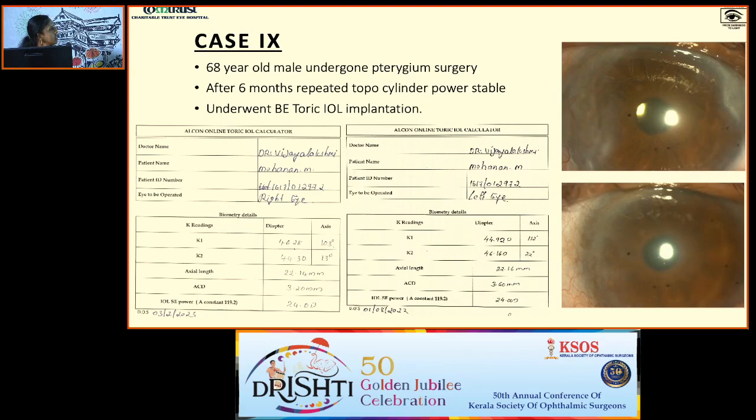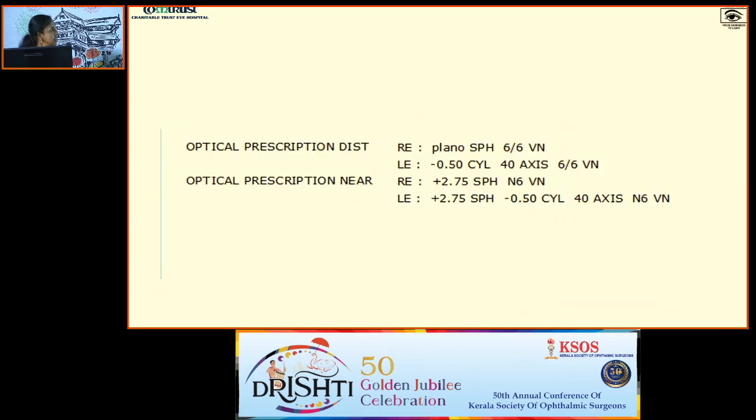And this is another patient who had bilateral pterygium, both nasal and temporal. The patient underwent pterygium surgery and came to us only after 6 months. We had a repeated topography, the cylinder was stable, and then we went for a toric IOL implantation. Again, it's very important to check for repeatability. And post-op the patient was very happy.